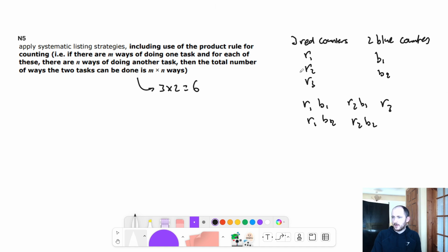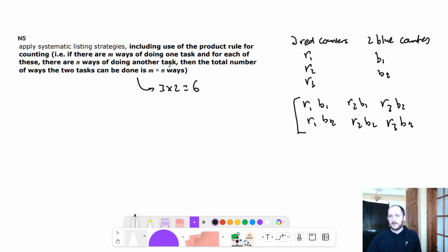Do the same thing for R3. And if you notice, that gives me 6. Okay? So with foundation, you're only ever going to be asked to write down all of the possible combinations. So keep that in mind.